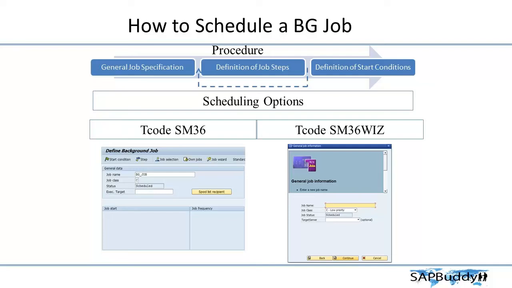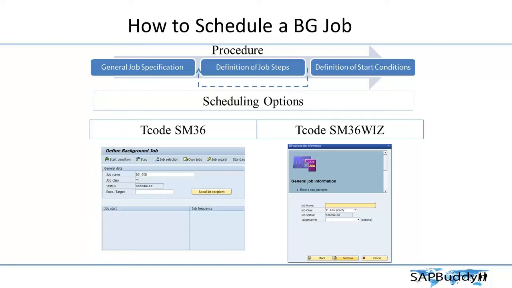In the general specification, what you will specify is the job name. That is basically a name for the specific job, and you will specify the job class. We already know what a job class is, and we will also specify the target server if it is necessary. Then we will go to the steps. We will define the programs and the start condition in the later stage, the third stage.